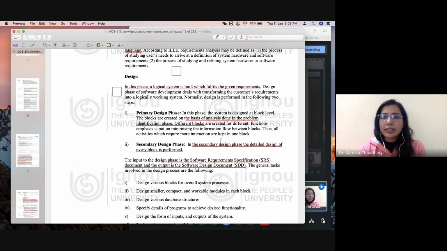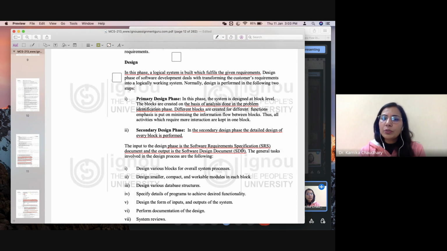As I'm telling you, we are creating a blueprint of your entire system, or the logical blueprint of your entire system. So that is going to be created somewhere. There is going to be a document, and the name of that particular document, which has details of all the designing part, is your software design document.